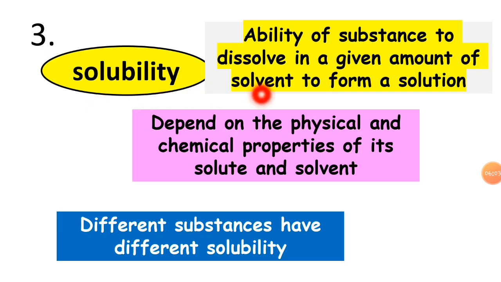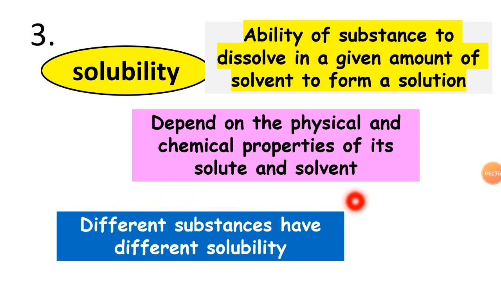Okay, next is solubility. What is solubility? Ability of a substance to dissolve in a given amount of solvent to form a solution. It depends on the physical and chemical properties of its solute and solvent. What is solute and what is solvent, we'll find out after this.